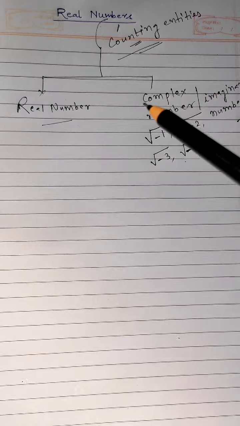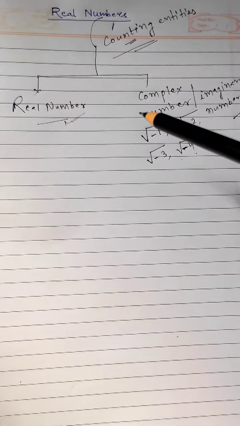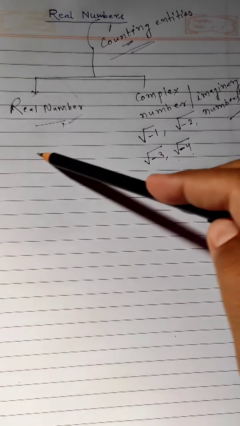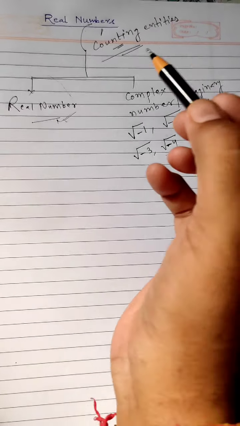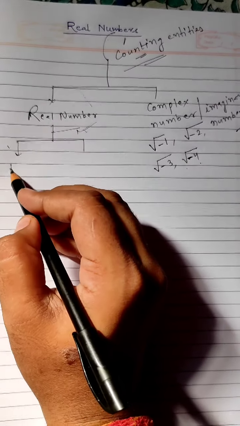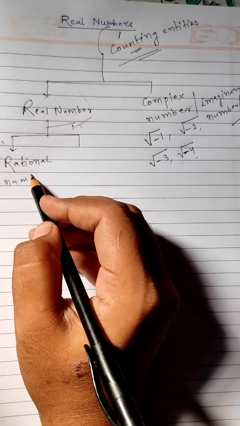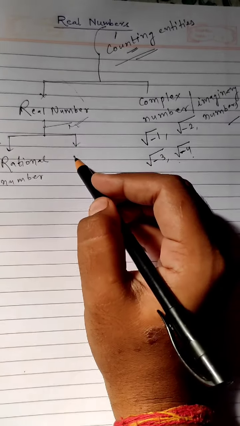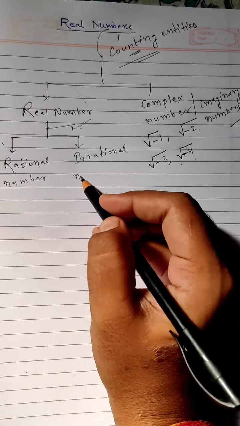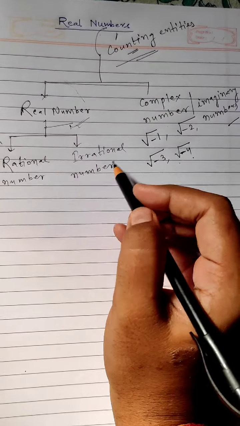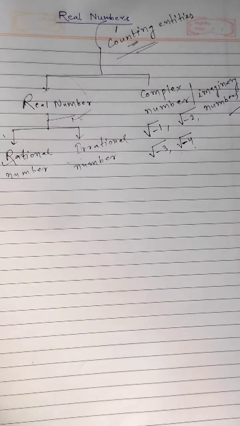Now if we talk about real numbers, they comprise all the rationals and irrationals in themselves. Okay. There are two major types of real numbers: rational numbers and irrational numbers. For rational and irrational numbers, we have already studied in standard 9th.